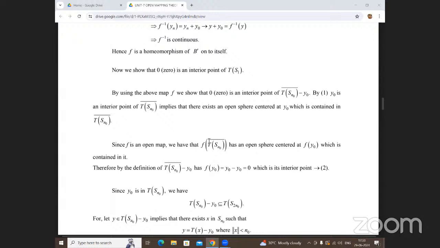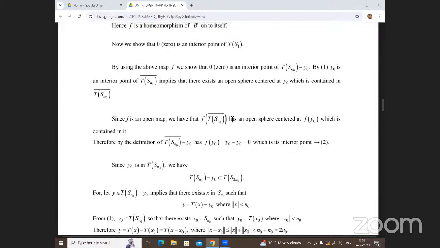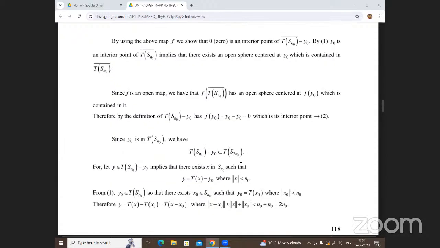Now this is an open map because all the neighborhoods of each of its interior points depend upon the functional part. It has an open sphere centered at f of this value, say y naught, which is contained in it. So by the definition, the closure of T of Sn naught minus y naught has that value f. So f of y naught equals y naught minus y naught, so that value is 0. So 0 is an interior point. Already we know that 0 is an interior point. This is the second equation. So y naught is in T of Sn naught. We have T of Sn naught minus y naught contained in or equal to T of S2n naught.